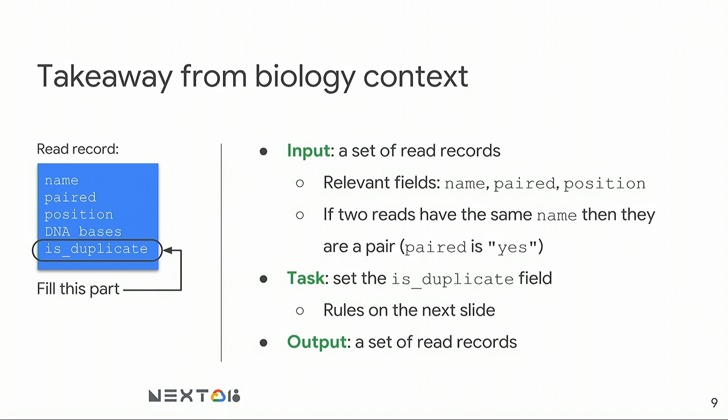All right, so here's the takeaway from the biology. You don't need to remember the biology, but all that really matters from the point of view of the computation we'll be talking about is that the data structure we work with is a set of read records, and these read records have the fields that are here on the screen. Importantly, they have a name, a pair flag, and a position. If two reads have the same name, that means that they are paired, and their pair flag is going to be set to yes. The task is to set the flag that's circled here called isDuplicate, because we're looking for the duplicates. I will tell you in the next slide what the rules are for doing this. And the output is of the same form. It's a set of records, but now we've filled in this field.